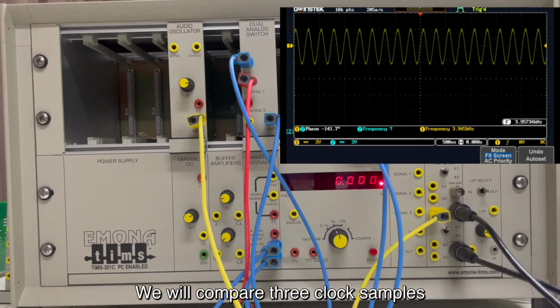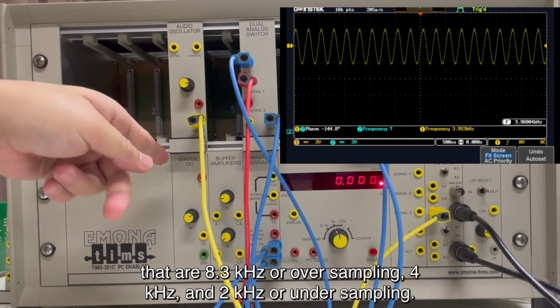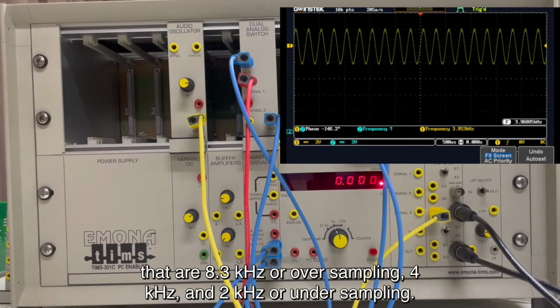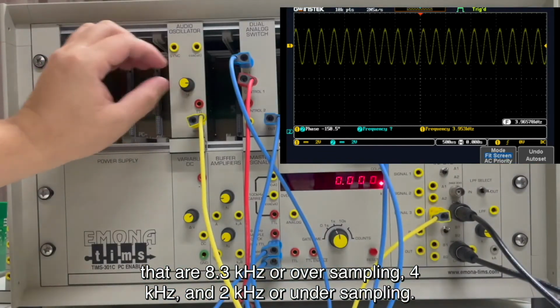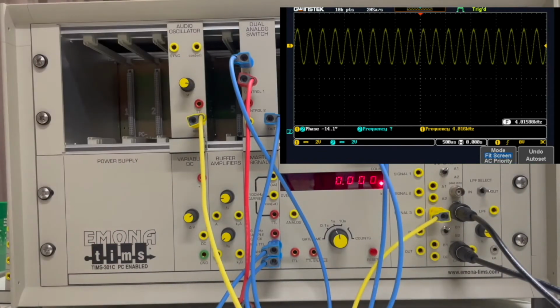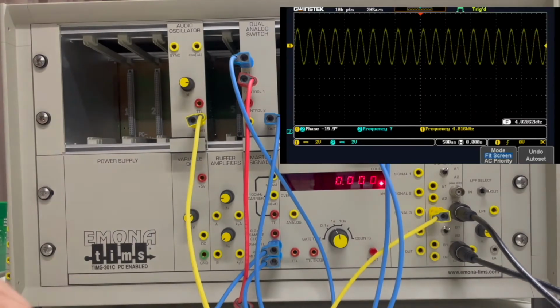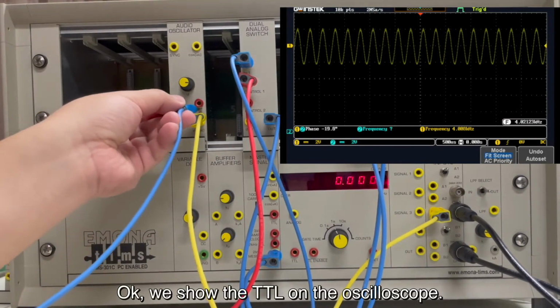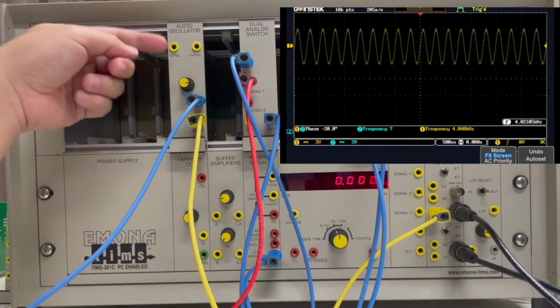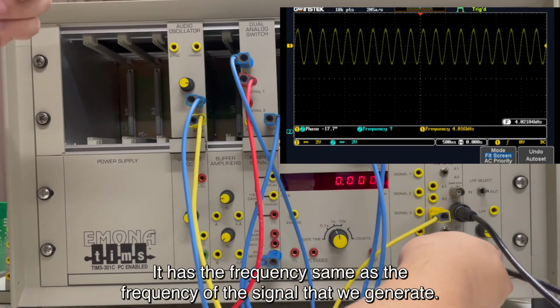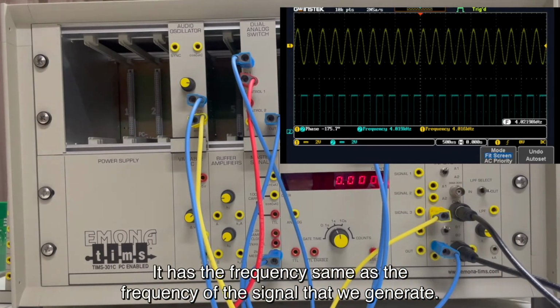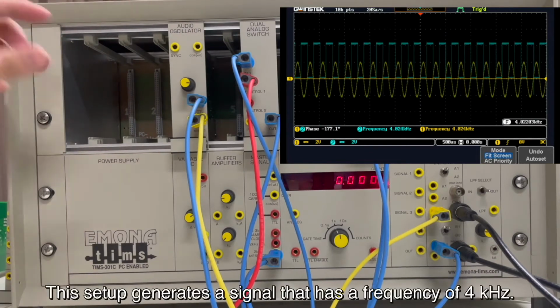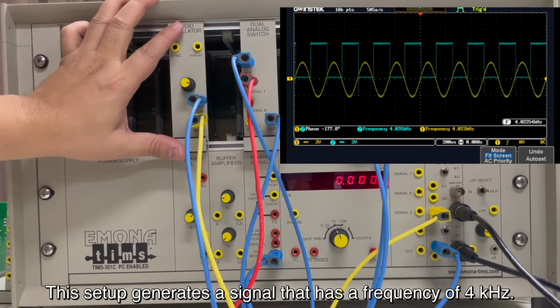We will compare 3 clock samples that are 8.5 kHz or oversampling, 4 kHz, and 2 kHz or undersampling. Okay, we show the TTL on the oscilloscope. It has the same frequency as the signal that we generate. This setup generates a signal that has a frequency of 4 kHz.